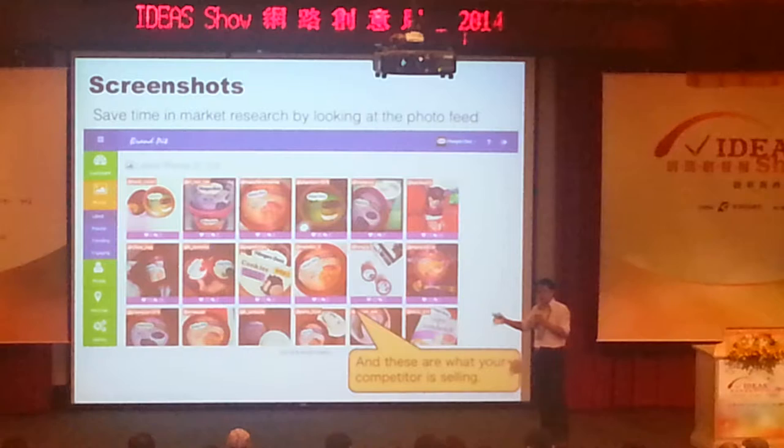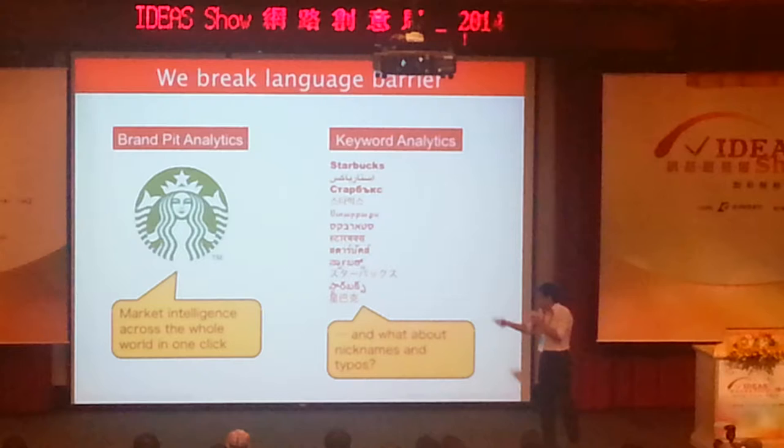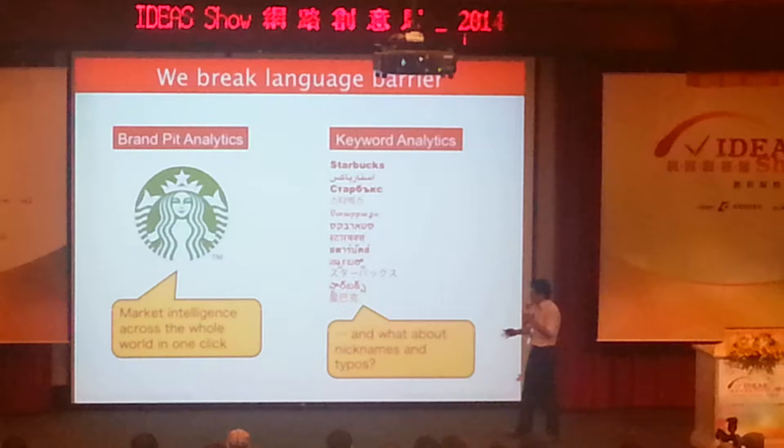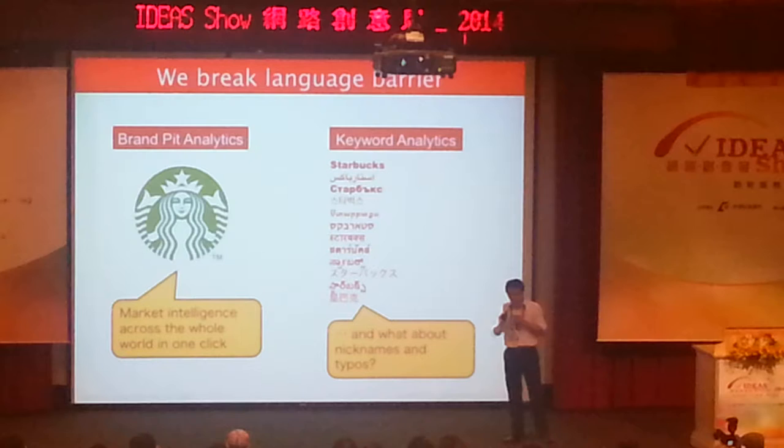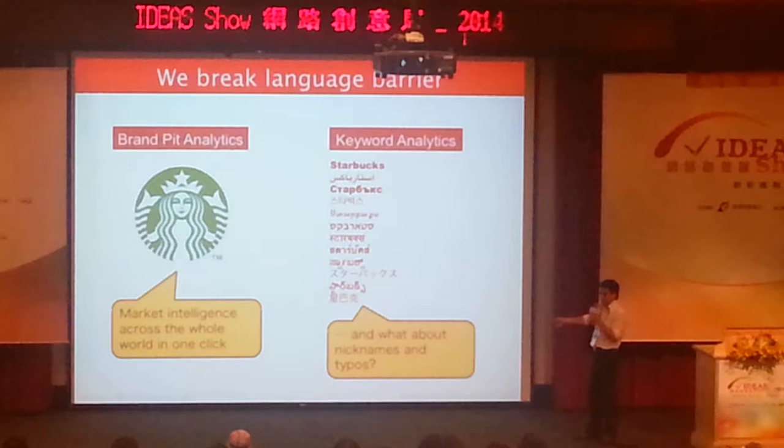Now, the main thing that separates us from all the rest of the analytics solutions is that we are not bounded by any language. Visual identity for a brand is usually the same across the whole world. That's why with one click on our platform, you can get the market intelligence across the whole world. No other market intelligence platform, no other analytics can provide you such an accurate market intelligence across such a broad geographical coverage. Keyword analytics actually have a lot of problems. You have to translate the keyword into different languages, and you have to account for nicknames and typos, which doesn't really work at all.